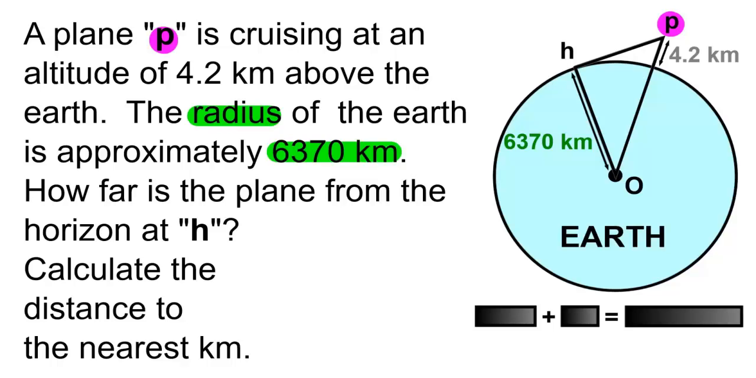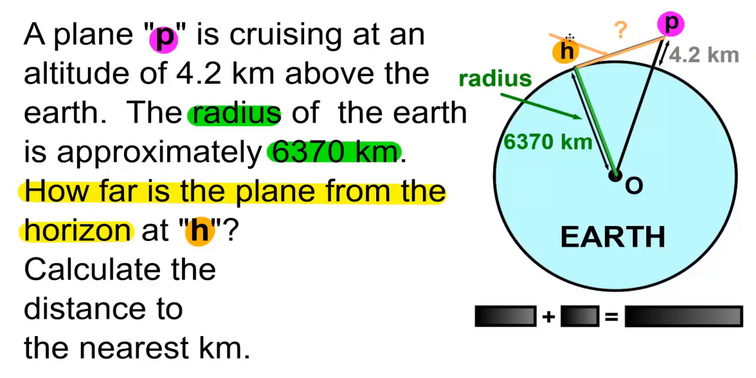The distance between O and H will be our radius, which is from the center of the circle to touching the circle in a straight line. How far is the plane from the horizon? And the horizon is represented by H. So we're trying to find out the distance between P and H, which is the plane and the horizon. Calculate the distance to the nearest kilometer.